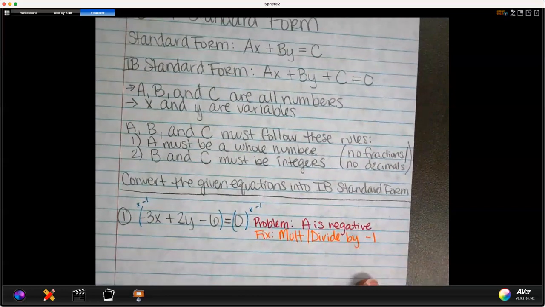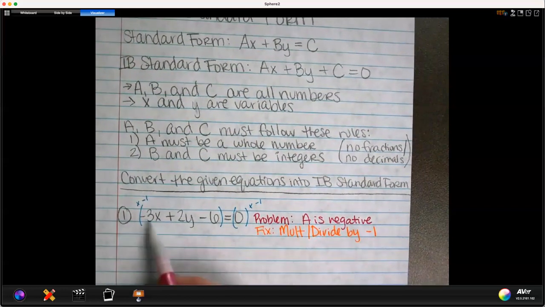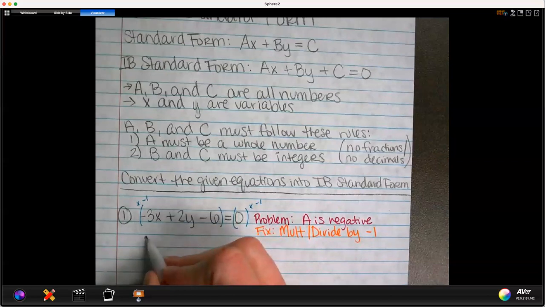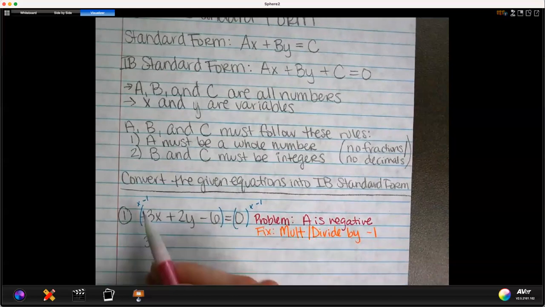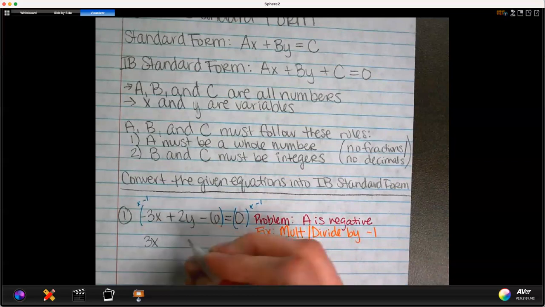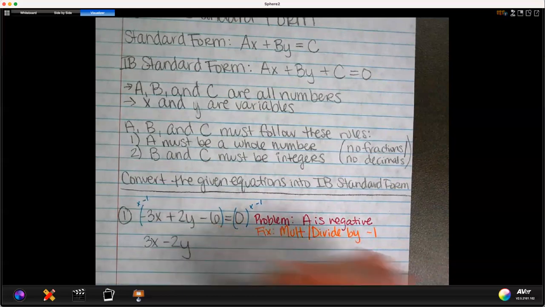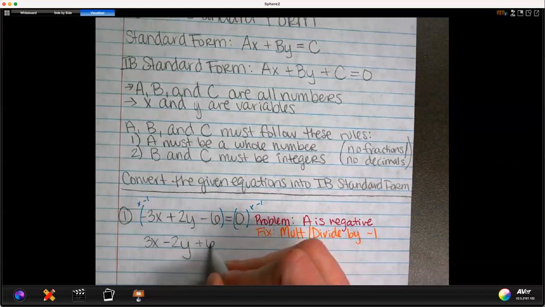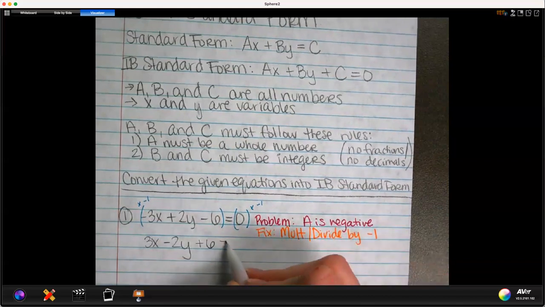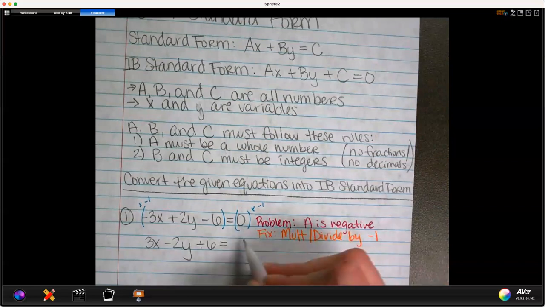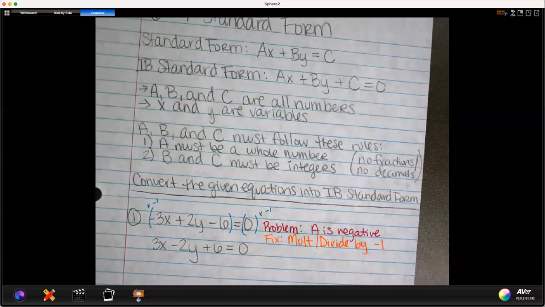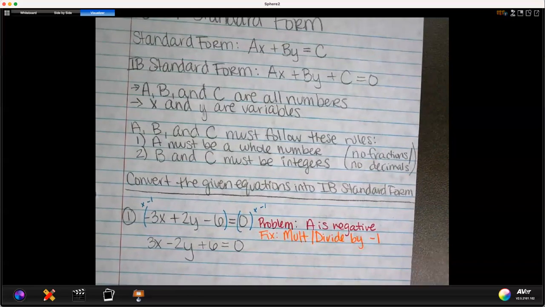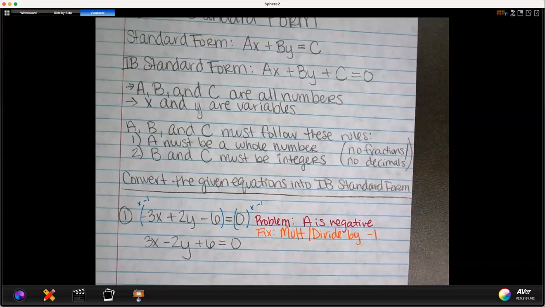Okay. So negative 3x times -1 is positive 3x. -1 times 2y is negative 2y. -1 times -6 is positive 6. And 0 times anything is 0. So once you have fixed the problem, you want to make sure you've followed all 3 things.